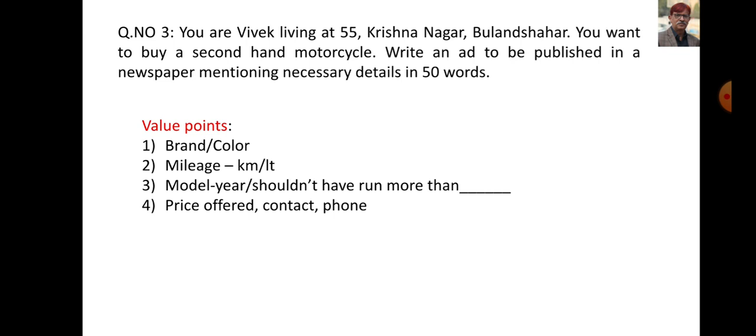The value points are, whenever we want to buy a car or a motorcycle, the first thing that comes to our mind is the brand. Which brand we like the most. The second one is color. You have to talk about the mileage, so many kilometers per liter, like this. Talk about model. You have to write the year. Or you can also write shouldn't have run more than 10,000 kilometer, like that. And then price expected. What is the price that you are ready to pay. And contact and phone number. So try this all by yourself. That would be better, right? And hardly 3-4 sentences will be required here.